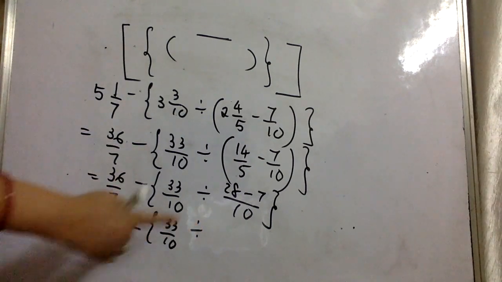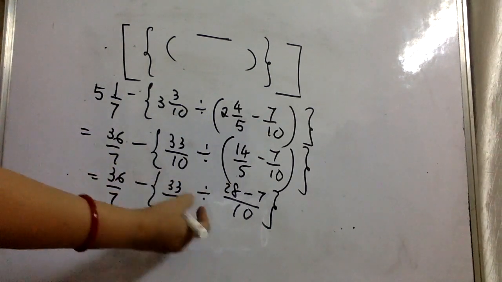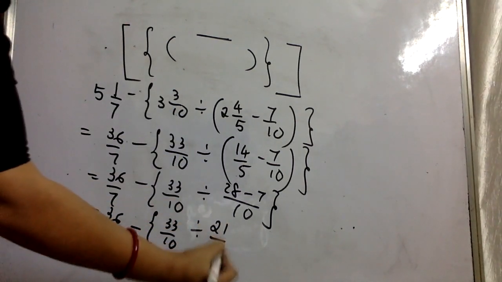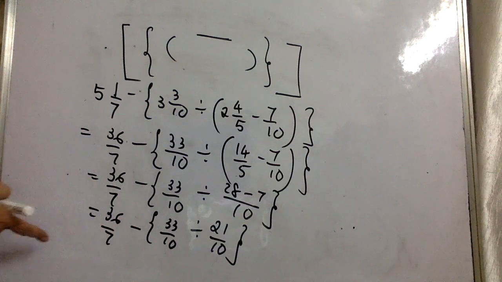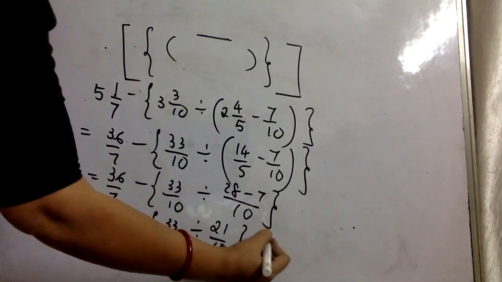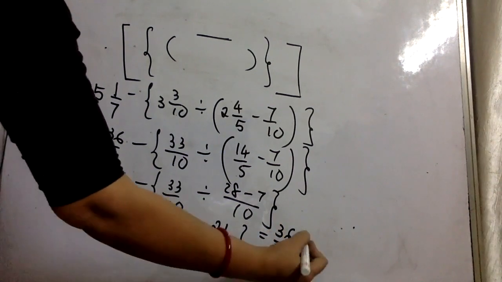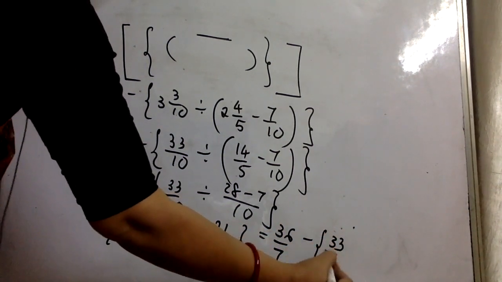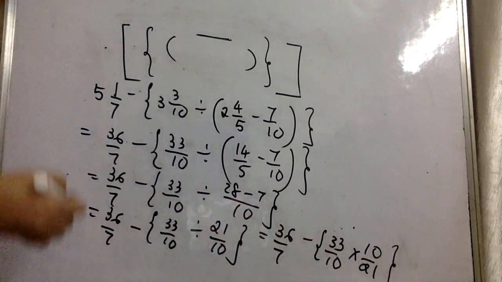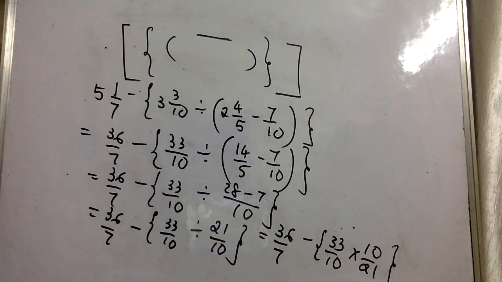I still haven't worked on my division sign. This is how much? There is a 21 by 10, and curly brackets closed. I am still writing everything, you see, from the beginning I am just writing everything, and minus, this is 33 by 10 into 10 by 21, curly bracket closed, means I am working on the curly bracket now.